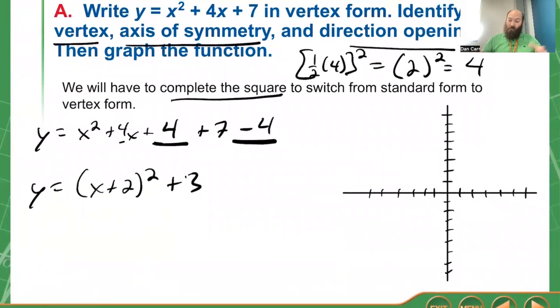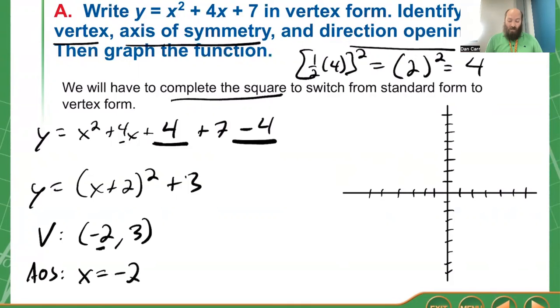So now I have all the information I need. The vertex goes opposite that positive 2, so it's a negative 2, and then a positive 3. My axis of symmetry, remember it passes through the vertex, so it has to match up to the x value. So I write it as x equals negative 2. Direction of opening: since this is a positive 1 for the a value, it is going to open up. So we know it's going to look roughly like that.